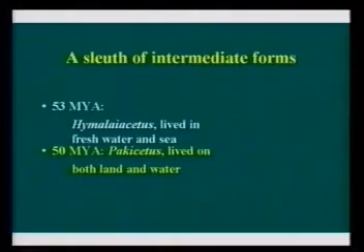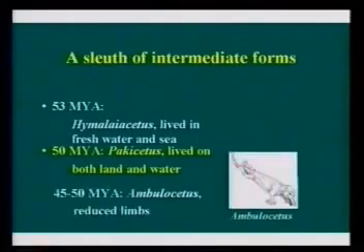And then you have this guy over here, Ambulocetus, which appeared between 45 and 50 million years ago. It had very reduced limbs, and you can see already that it looks much more similar to what today is our marine mammals than to the animal that I showed you a minute ago.